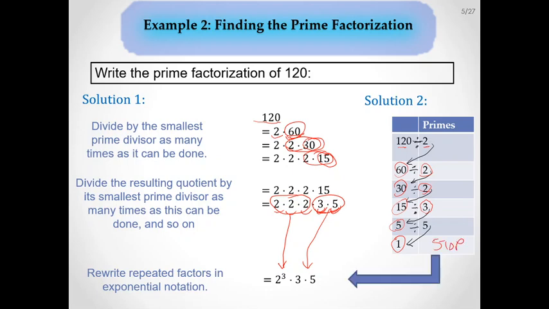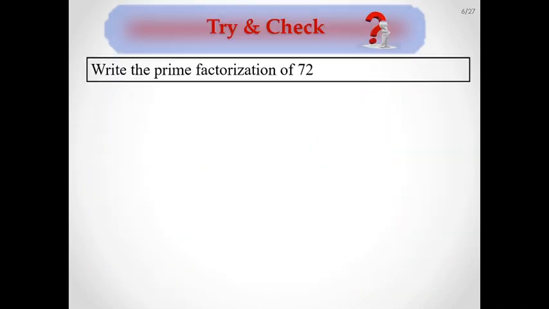Then we can collect all these prime numbers and write them as a product. So this is the prime factorization of 120. Okay, here please stop the video and try to do it by yourself. Now, I will do the second way.